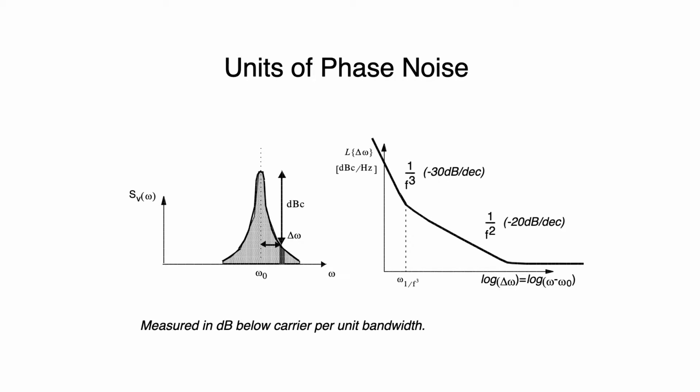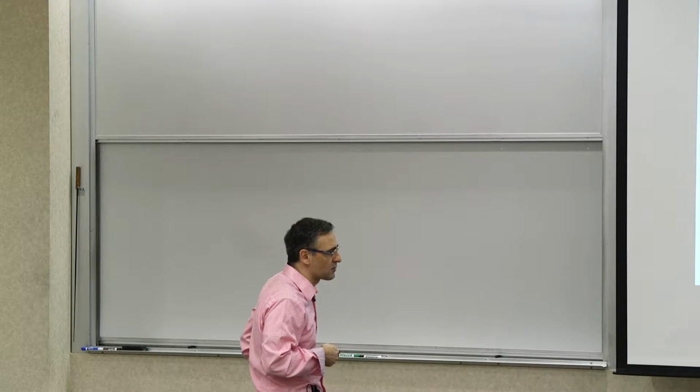How do we quantitatively determine it? And then one of the things that matters is this frequency. This is basically where the asymptotes of the 1 over f squared and 1 over f cubed regions intersect, right? Intercept. And then what happens at that point? We call this omega 1 over f cubed. That's the corner frequency associated with that.